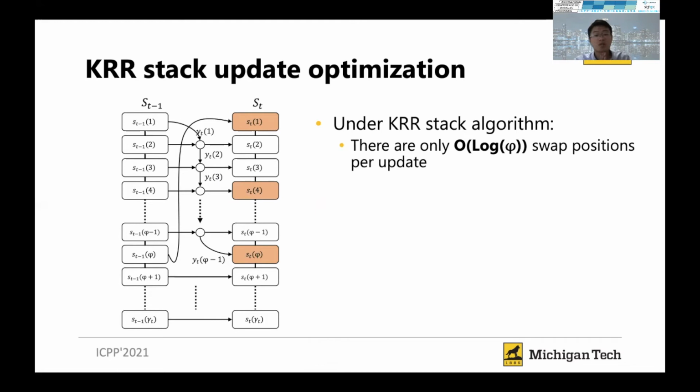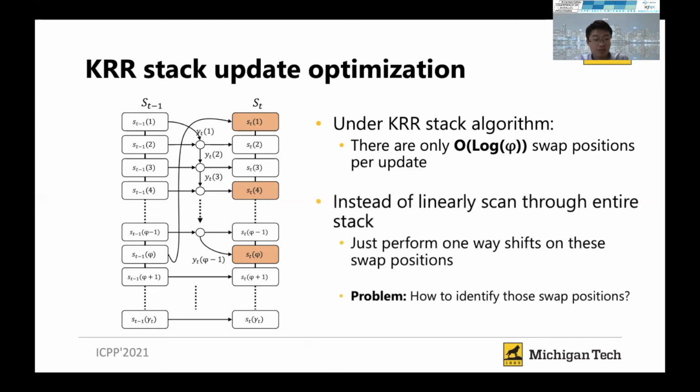One interesting thing we found is that under the KRR stack, the expected number of swap positions is bounded by log phi, where phi is the hit position, or the reference position. This implies that instead of naively comparing every position down the stack, we can just perform a one-way shift on these swap positions. Since there are only log phi of them, it could be potentially much faster than linearly scanning through all positions. In order to do that, the next question is how do we identify these swap positions in an efficient way?